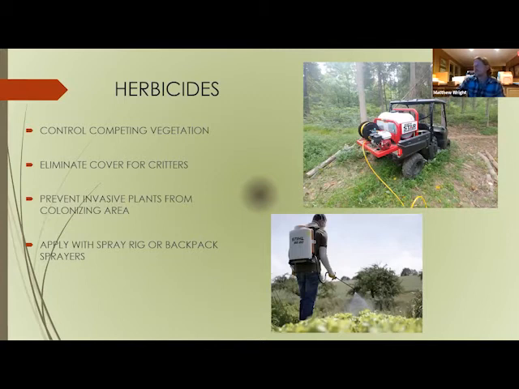So again, you're controlling the competing vegetation around each tree. There's only a finite amount of water and nutrients, and the plants that are growing around the tree are sucking up some of that. So if you eliminate those, it's more for your trees. And it eliminates cover for voles and any other rodents that might want to eat your tree. They don't like being exposed. And again, preventing invasives from coming in the area.